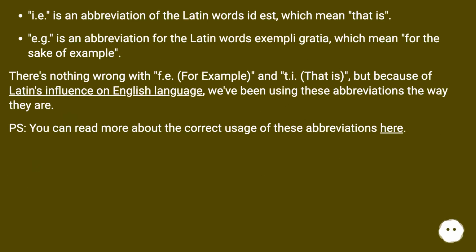i.e. is an abbreviation of the Latin words id est, which mean "that is." e.g. is an abbreviation for the Latin words exempli gratia, which mean "for the sake of example." There's nothing wrong with f.e., for example, and t.i., that is, but because of Latin's influence on the English language, we've been using these abbreviations the way they are. P.S. You can read more about the correct usage of these abbreviations here.